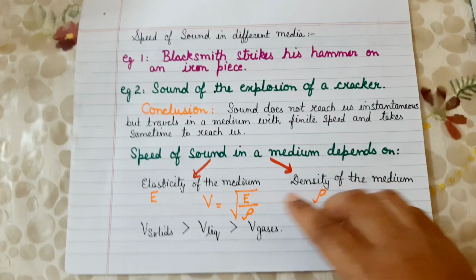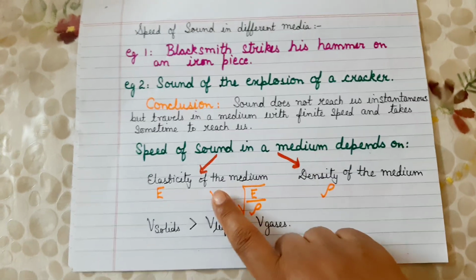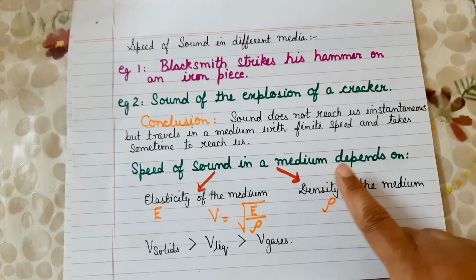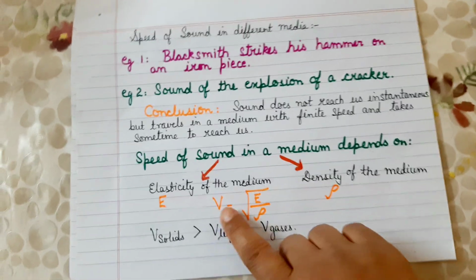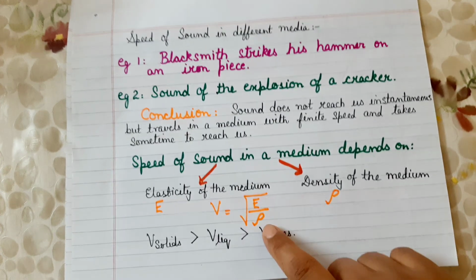Now, on what factors does the speed of sound depend? It depends on two main factors. One is the elasticity of the medium, which is denoted by capital E, and the other is the density of the medium, which is denoted by rho. Okay, so what is the formula? The speed of sound is the square root of elasticity upon density.